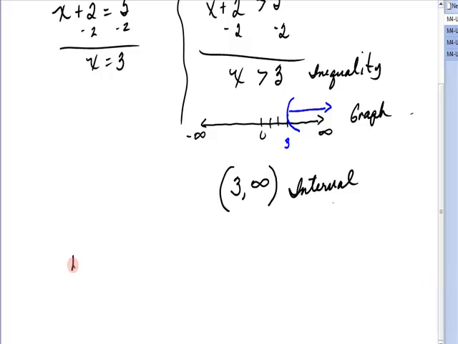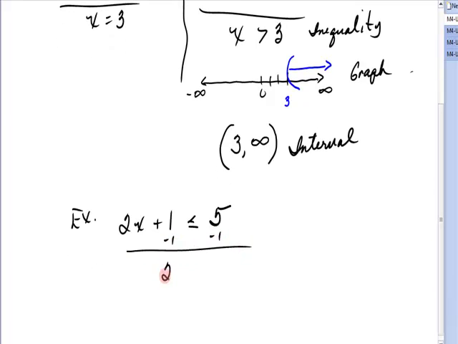Let's take a look at another example. Suppose I had 2x plus 1 is less than or equal to 4. Well, let's just make it maybe easier. Let's say 5. You would subtract 1 from both sides. So 2x is less than or equal to 4. Divide by 2. Divide by 2. X is less than or equal to 2. That's your inequality answer.